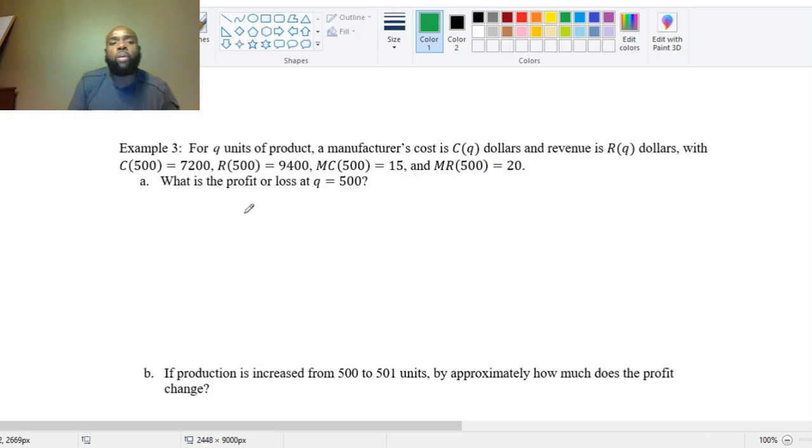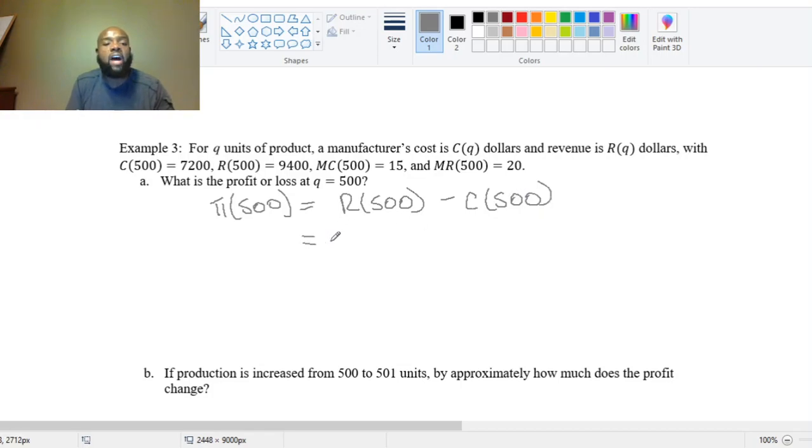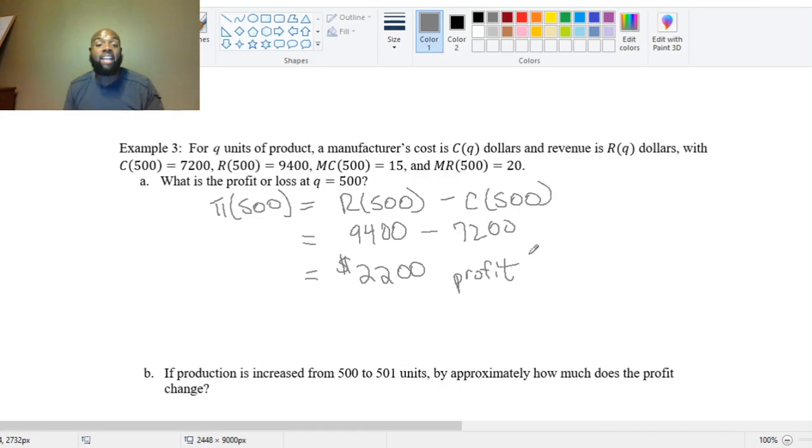equals 500. Well, anytime we're talking about profit, remember profit at 500 is your revenue evaluated at that value minus your cost evaluated for that number of items, right? And so R of 500 is 9,400 and C of 500 is 7,200. And so if I do 9,400 minus 7,200, I'm going to get, I believe, 2,200. All right. And so that's my dollars, and that is profit because that is positive. If that were negative, I would say we're at a loss of $2,200, right? But it's a positive value.